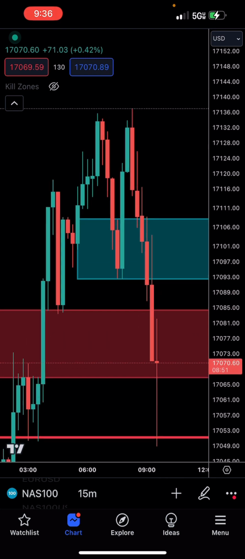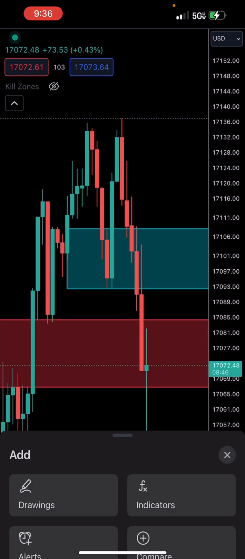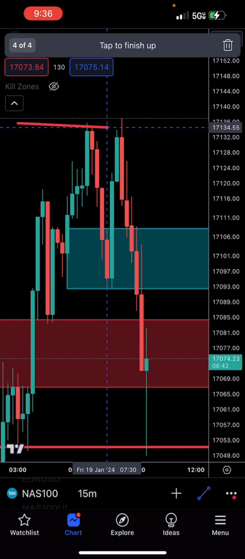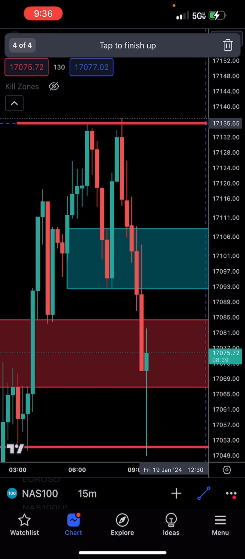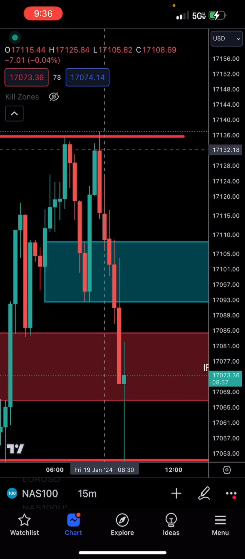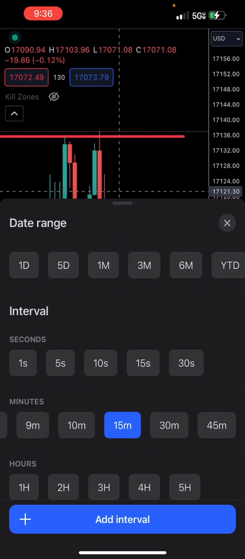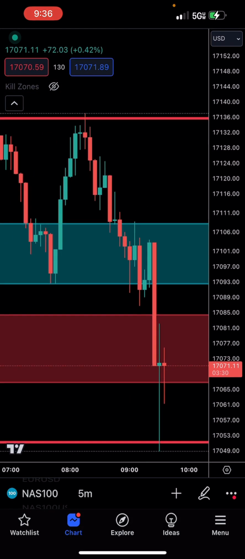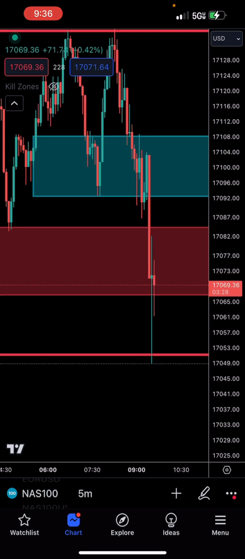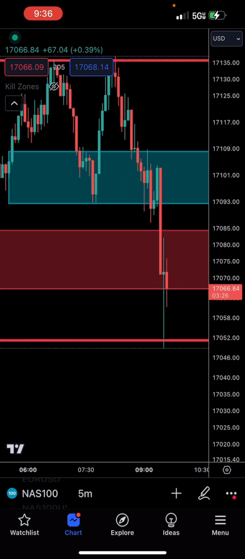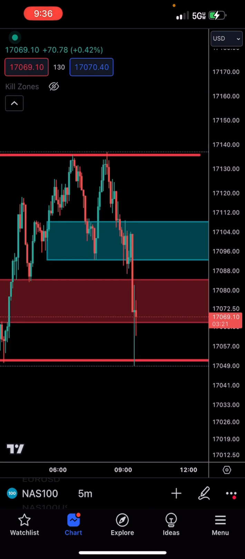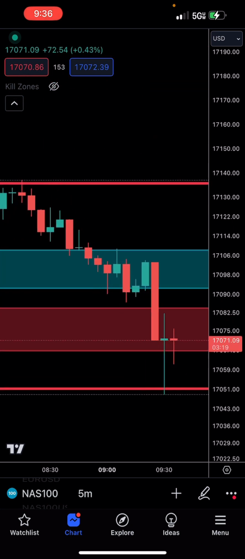What I would have loved to see was when price came up here and it took out this high right here. When price came up and took out this high, I would have loved to see a fair value gap created. And even if you drop down on time frames, you still don't see any fair value gap created. Now, you do see one right here. That's very interesting. You do see one that was just created right here.